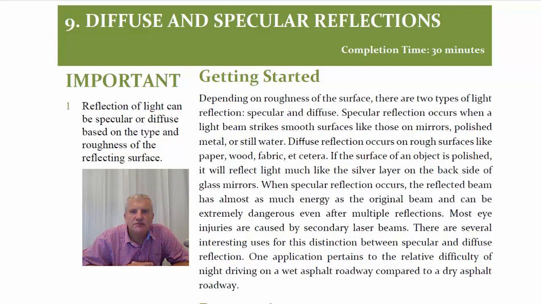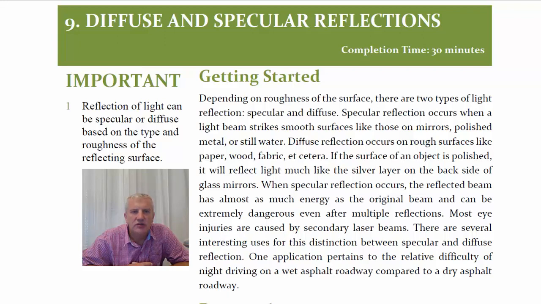If the surface of an object is polished or glossy or smooth, it will reflect the light much like the silver coating on the backside of glass mirrors. These so-called specular reflections are actually very important in photonics. A reflected beam that's produced through specular reflection has almost as much energy as the incident beam, and that's very important from the perspective of laser safety, because these secondary reflected beams are as dangerous as primary incident light beams. As a matter of fact, most laser accidents happen as a result of exposure of a human eye to the so-called specular or secondary reflections.